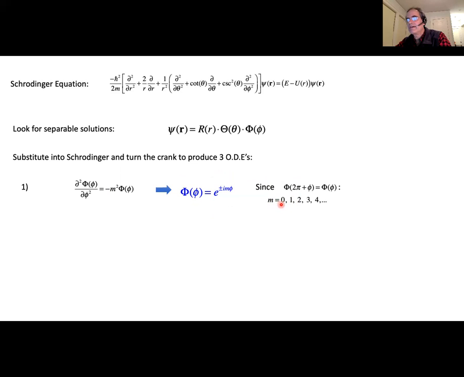So in this case, m can take on values 0, 1, 2, 3, 4, and then we have solutions that look like e to the plus or minus i m phi. Okay? So m is quantized. It's our first quantum number for the central force problem system.